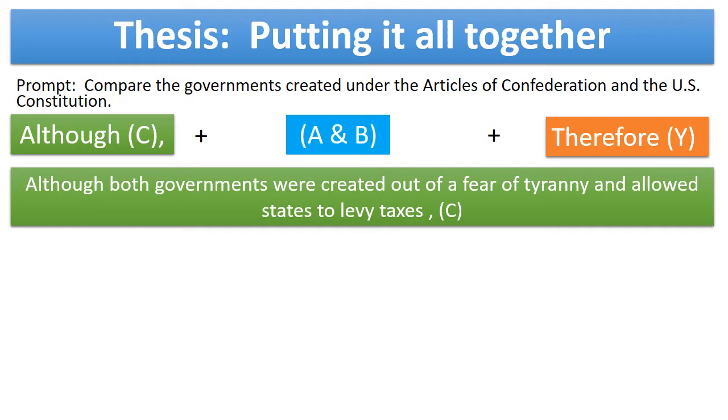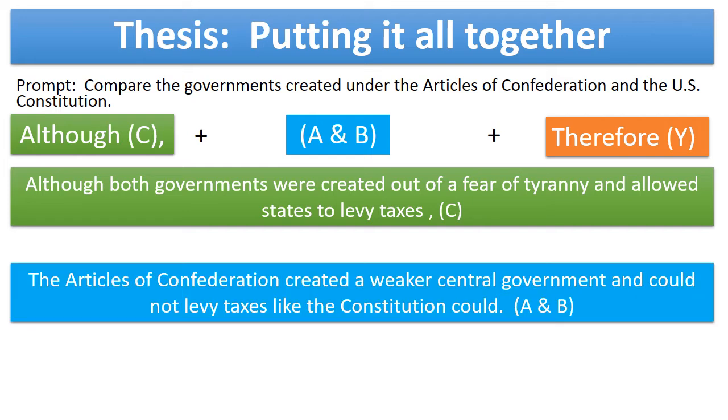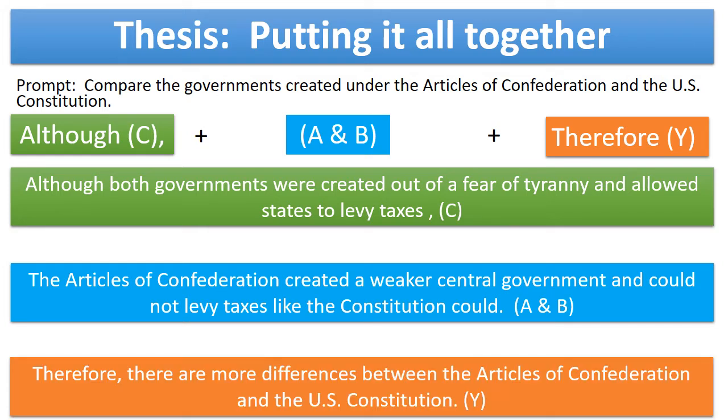Alright, so let's put it all together. So you remember that your formula is going to be C plus A and B, therefore Y. So here's a sample thesis that you can use as inspiration. Although both governments were created out of a fear of tyranny and allowed states to levy taxes, the Articles of Confederation created a weaker government and could not levy taxes like the Constitution could. Therefore, there are more differences between the Articles of Confederation and Constitution than similarities.